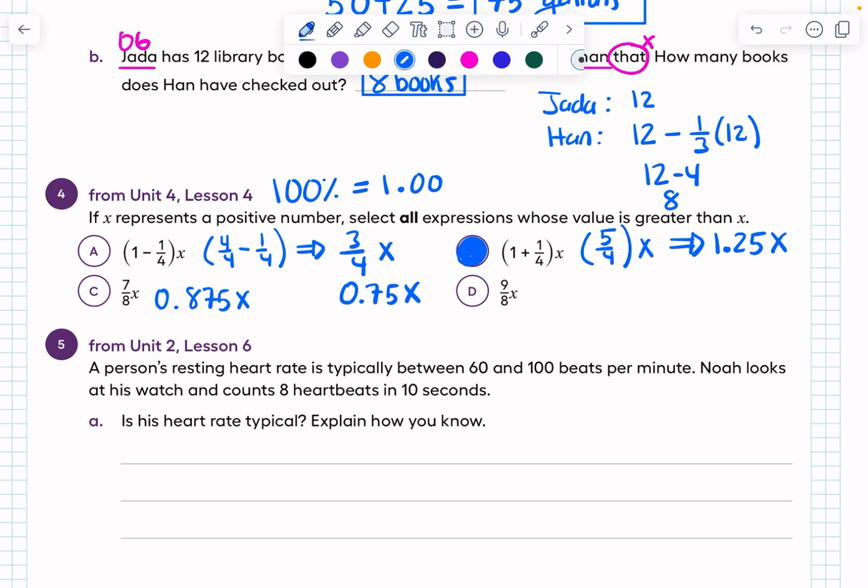And if you have 9 divided by 8, 9 divided by 8 would be 1.125x. And again, 1.125 is greater than 1. So that means these two are answers that are greater than x.